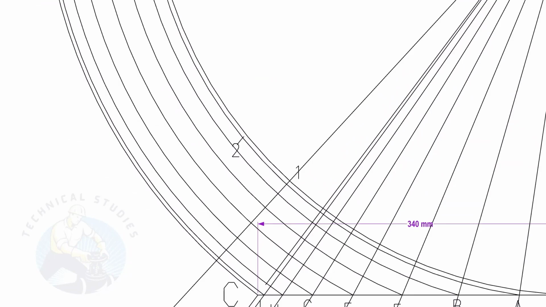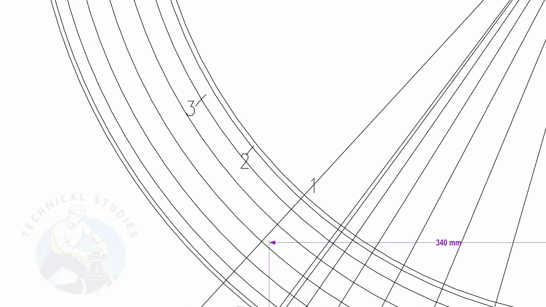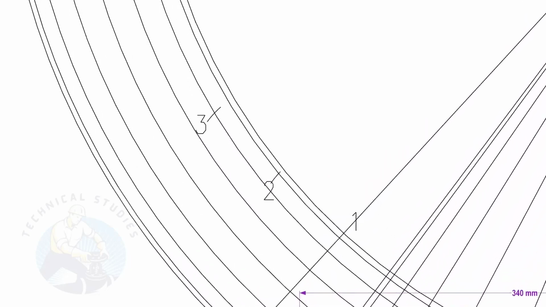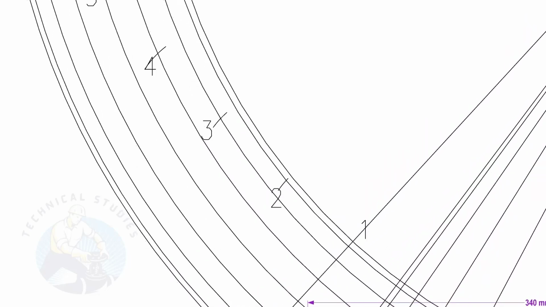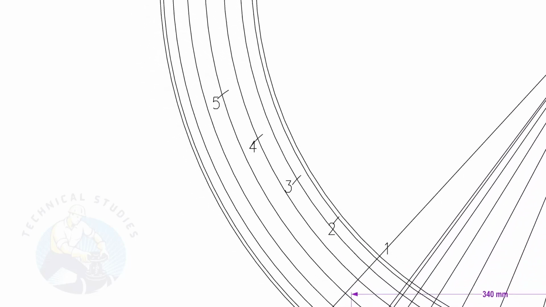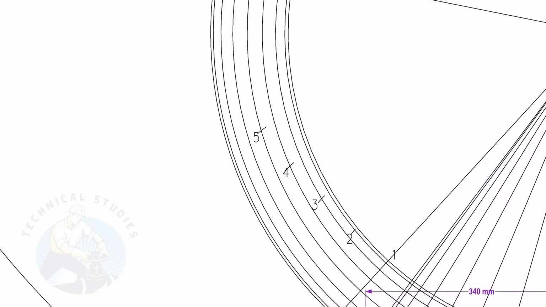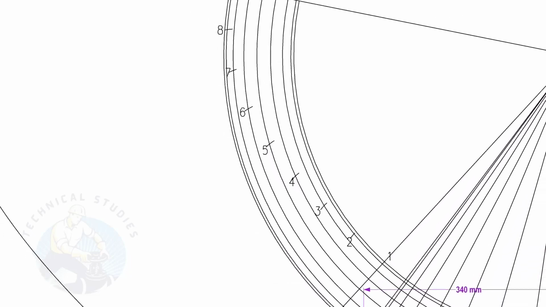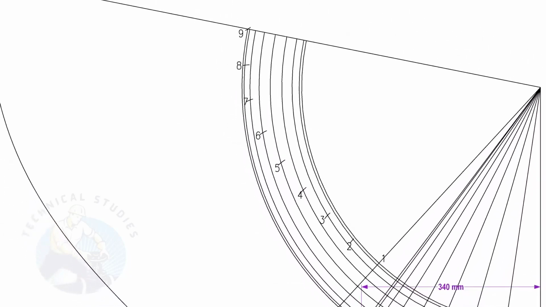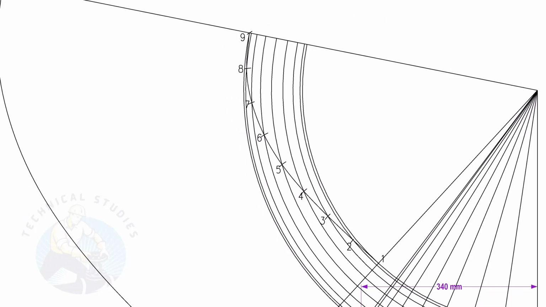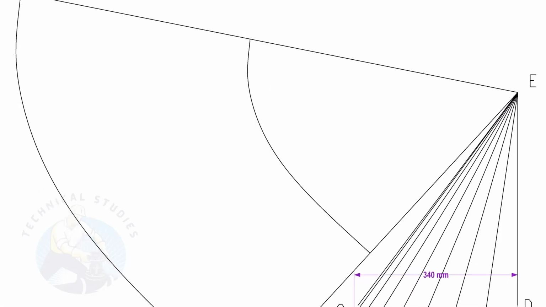Draw arcs as done previously. Draw lines connecting these marks. Now, we have the half layout of the cone. I suggest making a template of this layout and marking the other side, or you can complete the layout by repeating the same method.